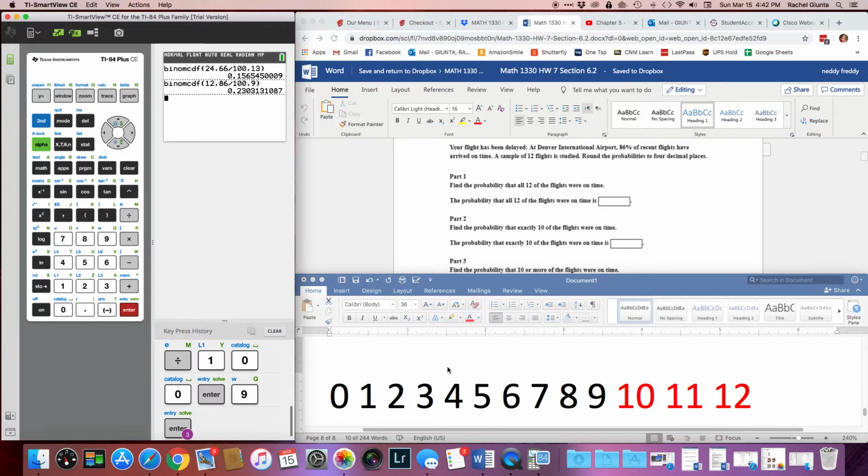But since the overall probability of all of these situations together is equal to 1, which is like 100%, we can take 1 minus what we don't want, which is 0 to 9 flights being on time, and that gives us the probability that 10, 11, or 12 flights were on time. So the takeaway is, if the word "more" is in your problem, then you're going to have to calculate the opposite number and then subtract that from 1.